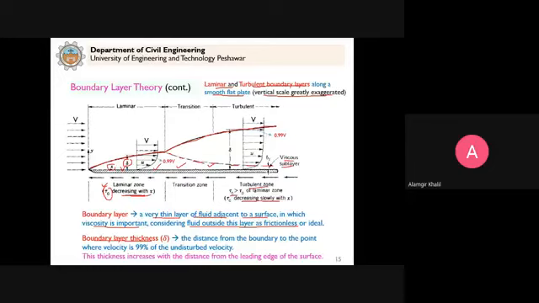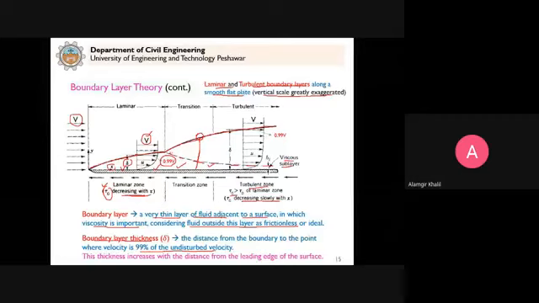It is the distance from the surface of the body to a point where the velocity is 99% of the undisturbed velocity. What is the undisturbed velocity? This is the undisturbed velocity, because outside this layer the velocity is v. But at this point here, the velocity is 0.99 times the free stream velocity. Because if it becomes v, then it is the free stream velocity and the fluid is ideal for that. So the effect can only come up to 0.99 times v.